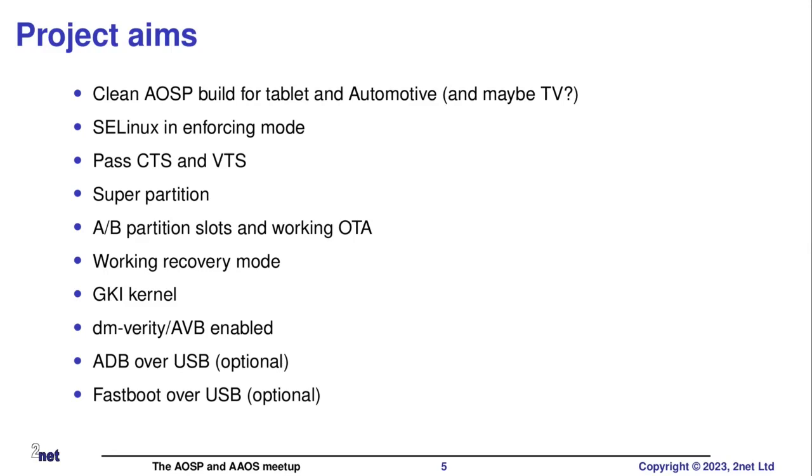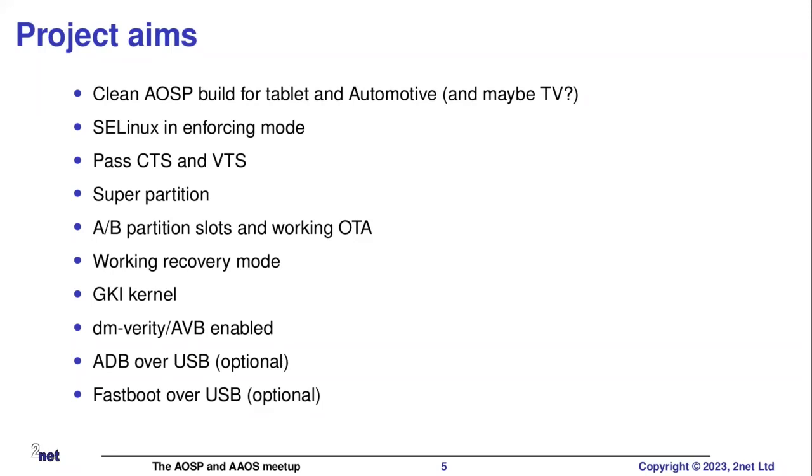It should really have the modern way of installing firmware. So it should have a super partition, and it should then use logical partitions for the system and the vendor and such like. Really, we need A/B partition slots so we can do over-the-air updates. We need a recovery mode. It'd be really great if we had a GKI kernel, so that's the modern way of doing kernels in Android. Be nice if it supported AVB, Android Verified Boot.